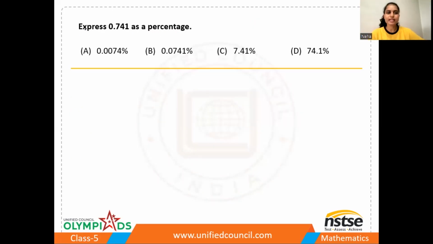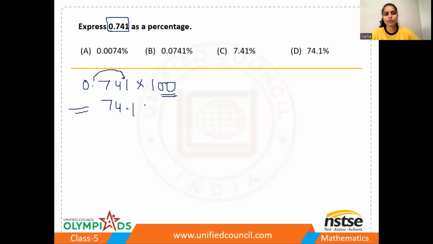So the question is: express 0.741 as a percentage. What we have to do in this question is just represent this number as a percentage. What do we do to represent any number as a percentage? Yes, we multiply the number by 100. So this is 0.741 multiplied by 100. In 100 you have 2 zeros, that is the decimal shifts by 2 digits. So it becomes 74.1%. Yes, I can see this in option C.